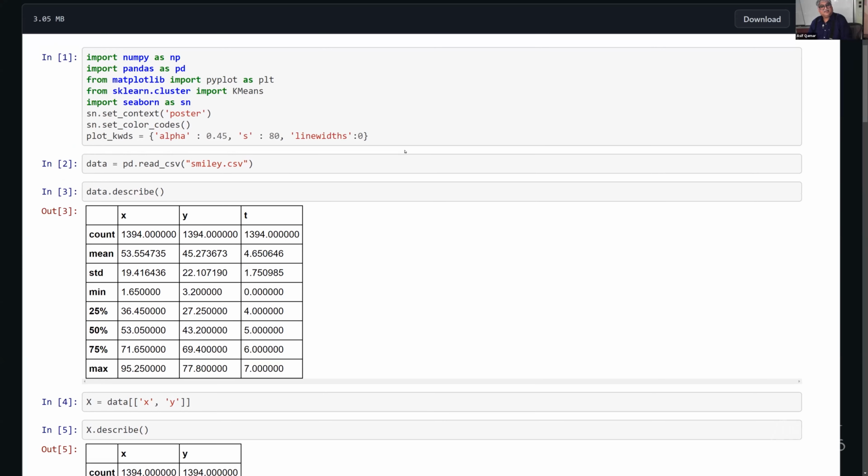So I created a data set. There is a data set in the cloud. You'll find it. It's called Smiley. And you will see shortly why it's called Smiley.